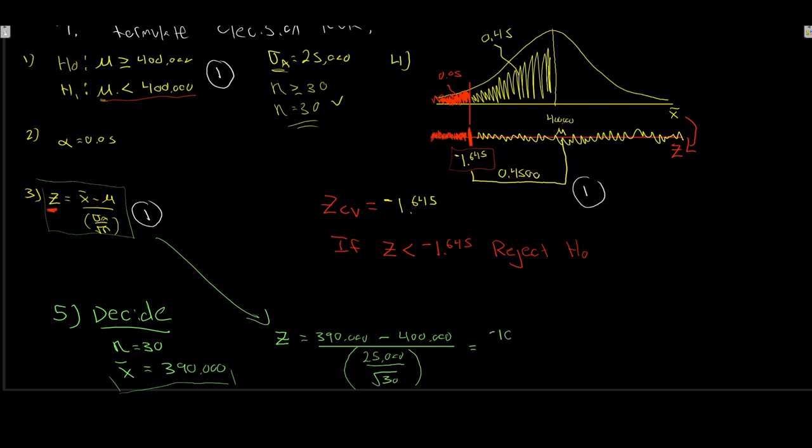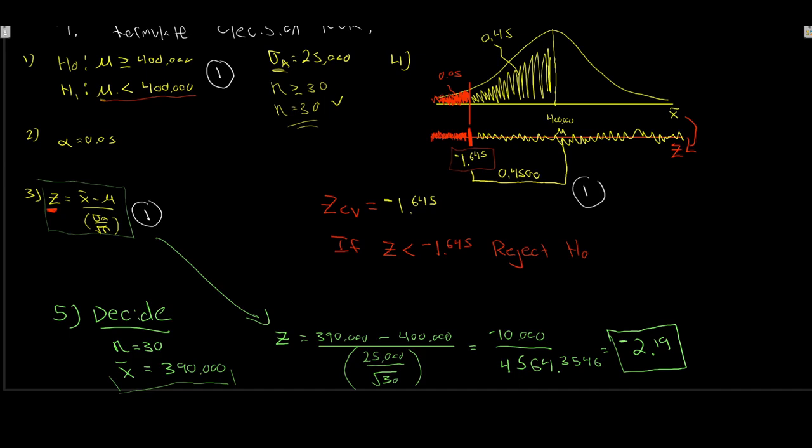On the top, I have negative 10,000. In the bottom, I have 25,000 divided by 30 to the 0.5, the square root of 30. So I'm dividing by 4,564.6. We'll carry around a few extra decimal places there. So 10,000 divided by that gives me a Z statistic of negative 2.19. A Z statistic of negative 2.19.